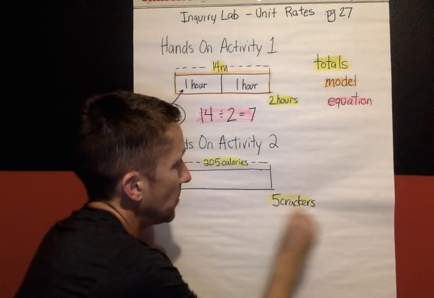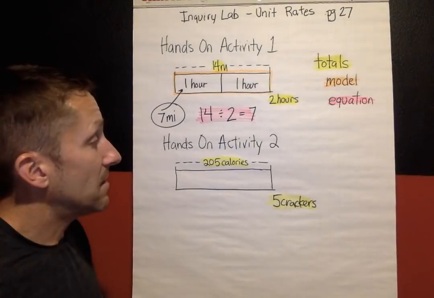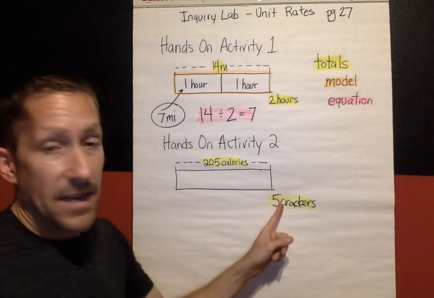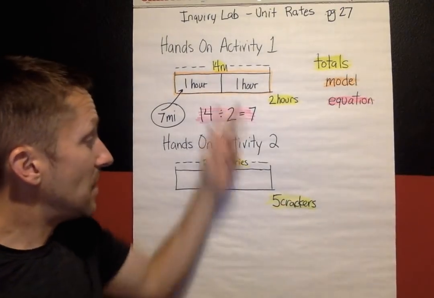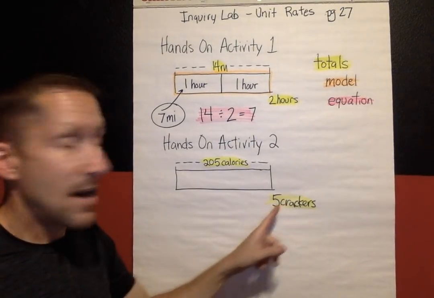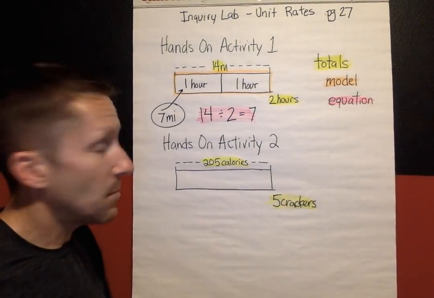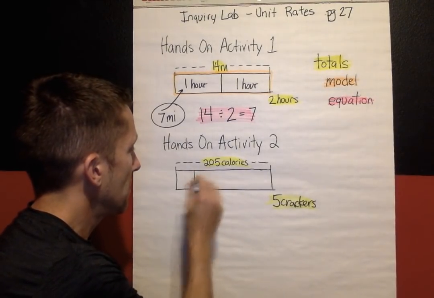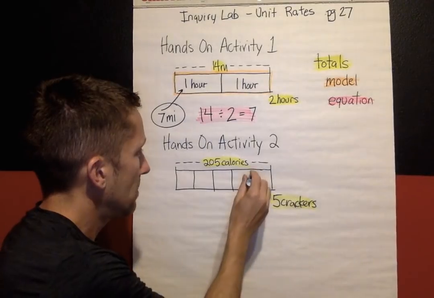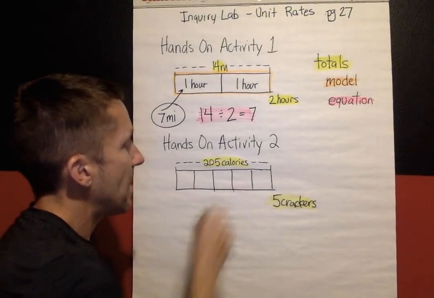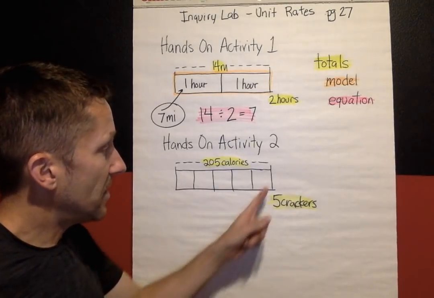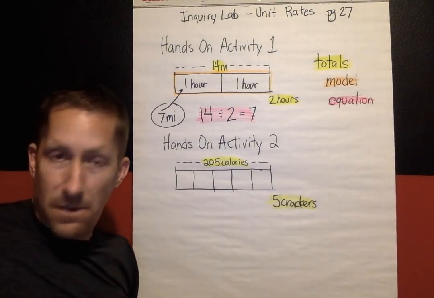So you've got totals. Next, the model. What do we need to do to this? I need 5 crackers. Here it was 2 hours. This time I need 5 different parts. So I'm just going to estimate. 1, 2, 3, 4, 5. My model is complete: 205 calories, 5 crackers. That's the model.